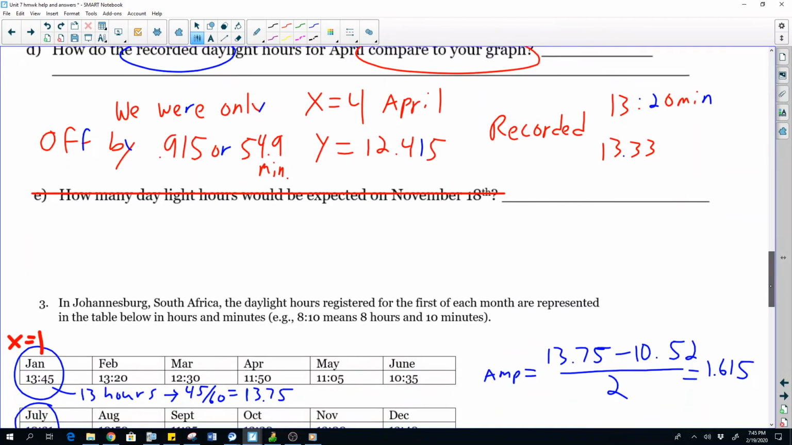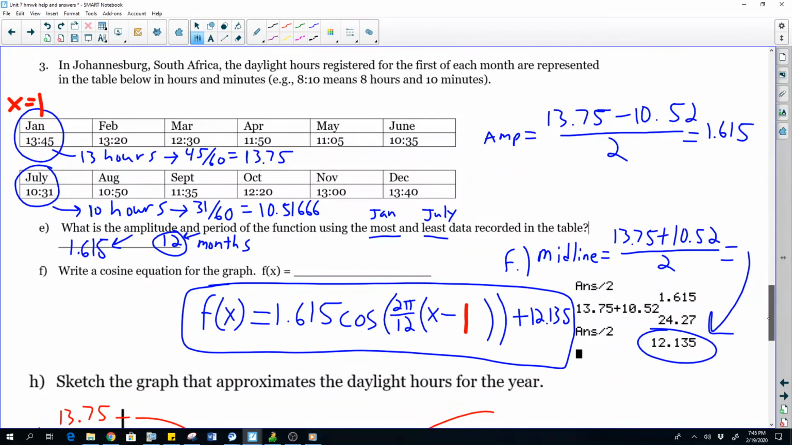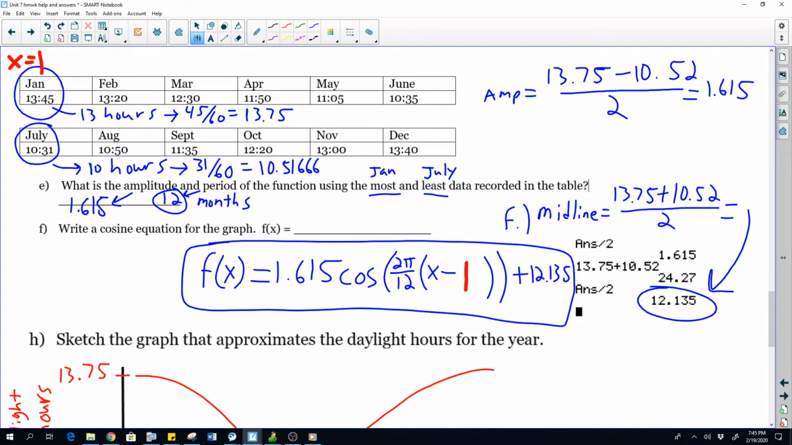Okay. So let's see how you did. Got an amplitude of 1.615, a midline of 12.135. Is that what you got? Within a 12-month period. So our function, 1.615 cosine, 2 pi over 12, x minus 1 this time, because January equals 1, and this time our maximum y value, because they live on the other side of the world, Africa, so they have more daylight hours in January as opposed to us. And so we have a maximum, so that's why we're going to use 1 from January.